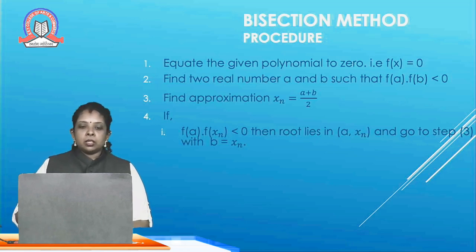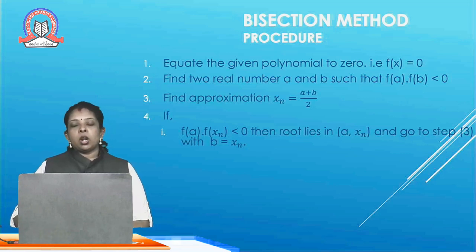The bisection method evaluates the given polynomial equal to 0. That means the given function is always considered equal to 0 as the initial step. So here we discuss the procedure of the bisection method. Initially, the given function has to be considered equal to 0. Then we have to find two real numbers a and b such that the product of f of a and f of b is less than 0.